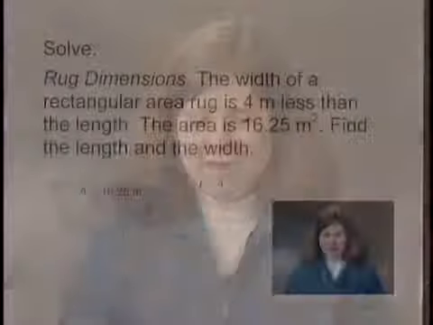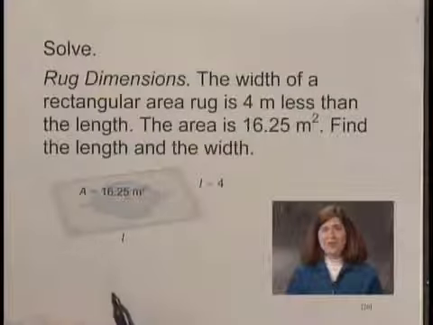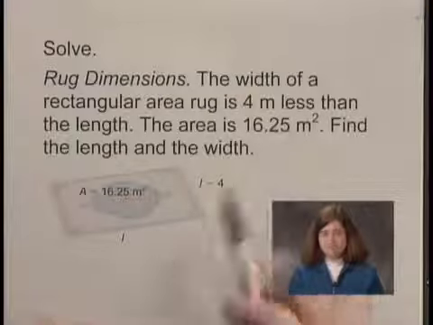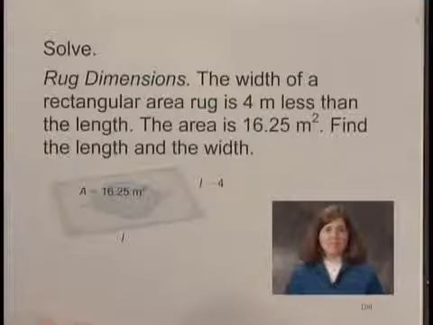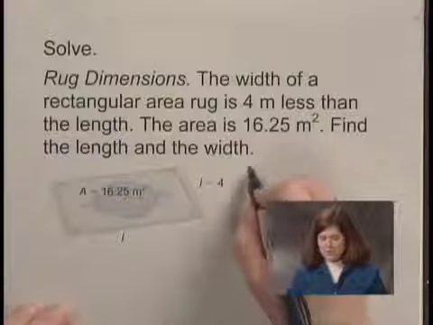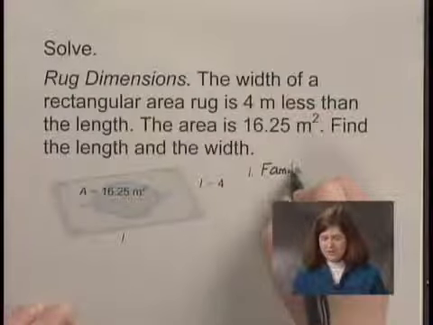This problem deals with dimensions of a rectangle. The width of a rectangular area rug is 4 meters less than the length. The area is 16.25 square meters. We're asked to find the length and the width. We'll approach this problem using our 5-step problem-solving process, and the first step is to familiarize ourselves with the situation.